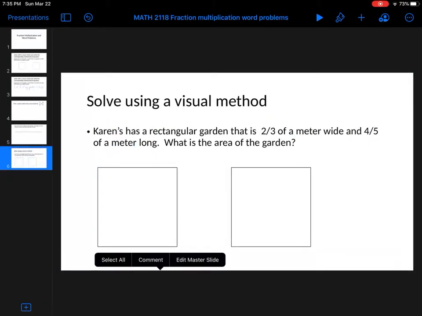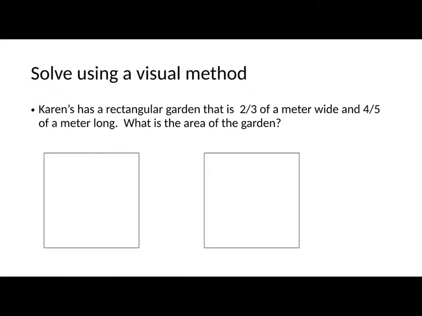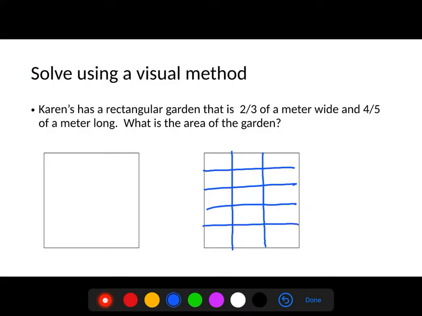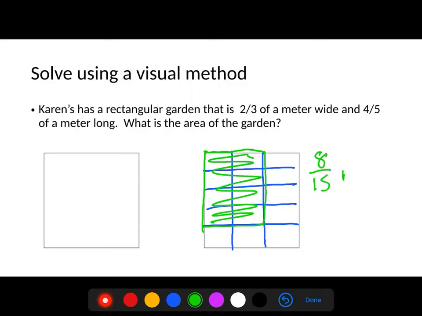So to clean this up, whoops. Oh no, I lost it. Well, we'll just fill it in here. To clean this up, we'll have our 2/3, our 4/5, and we had this region shaded, which is going to be 8/15 square meters.